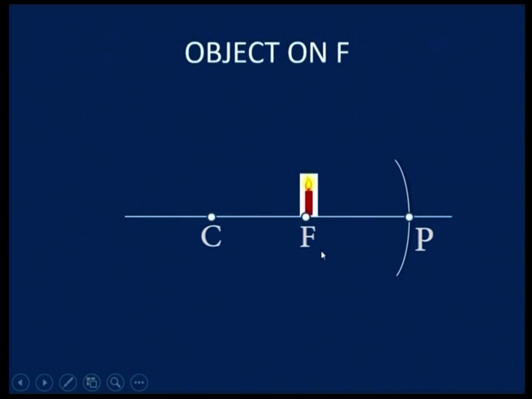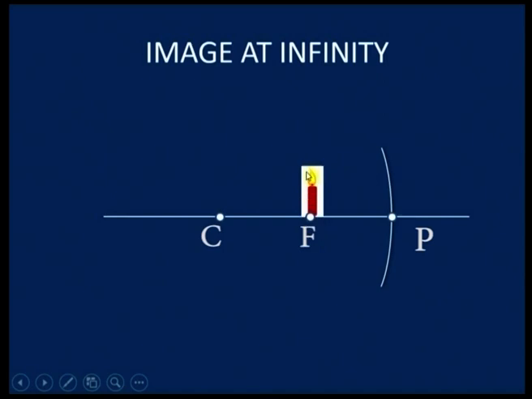Now, let us shift the object to the focus point. If the object is kept on the focus of the mirror, the image is formed at infinity. Let us see how we are getting the image. The pole, focus, center of curvature, object on F, the ray parallel to the principal axis passes through the focus after reflection.